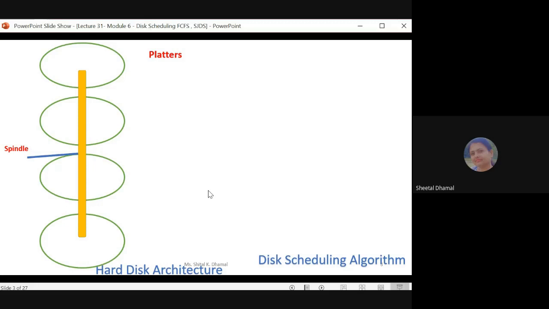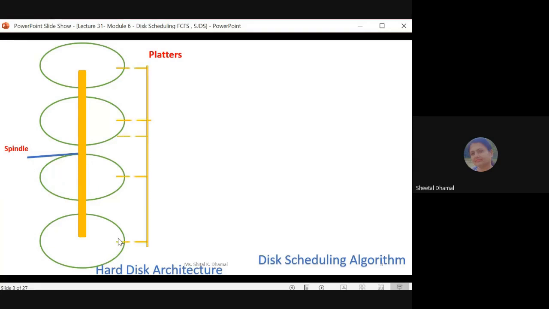What is the job of the spindle? The spindle moves these platters in the clockwise or in the anti-clockwise direction. So what is the direction of the platter? With the help of the spindle, it either moves in the clockwise direction or in the anti-clockwise direction, and the job of the spindle is to rotate these platters.